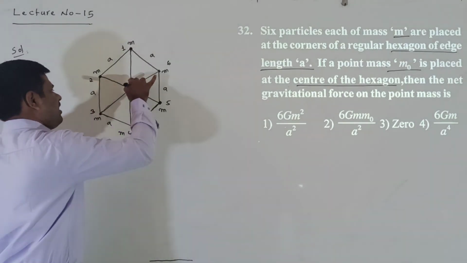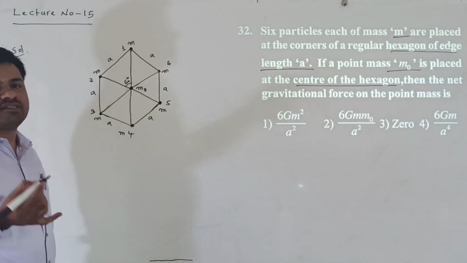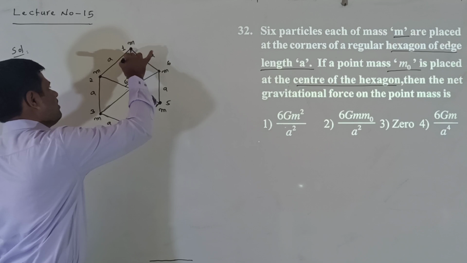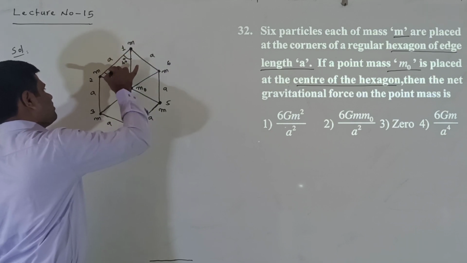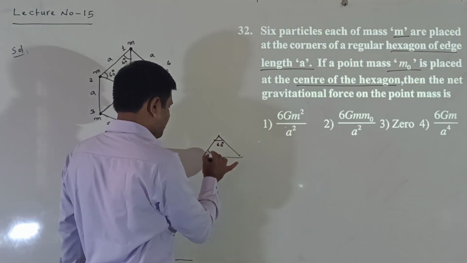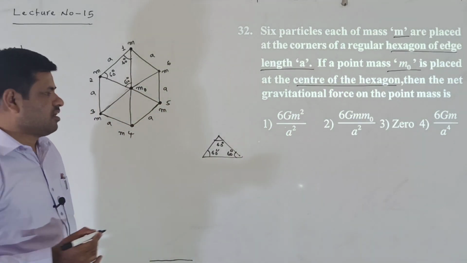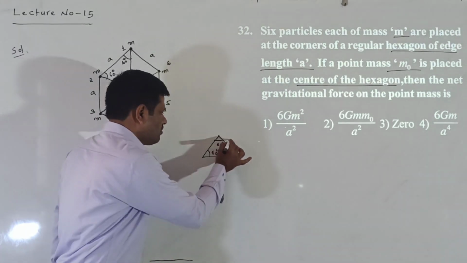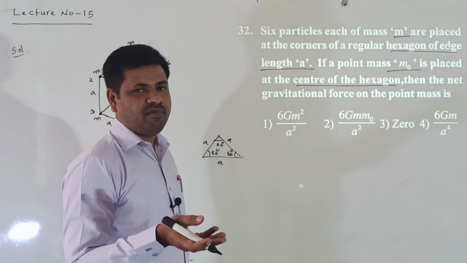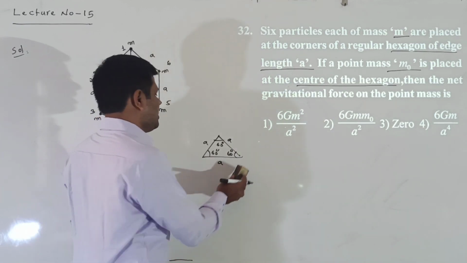Regular hexagon means every angle here is 60. 360 by 6 is equal to 60, since 6 sides are there. Here the angle is 60, which means this is an equilateral triangle. When the angles are the same, suppose this is 60, this is 60, this is 60, it means it is an equilateral triangle. Suppose one side is A, the other two sides also become A, because it is an equilateral triangle. When all angles are the same, all sides are also the same. That is called an equilateral triangle.